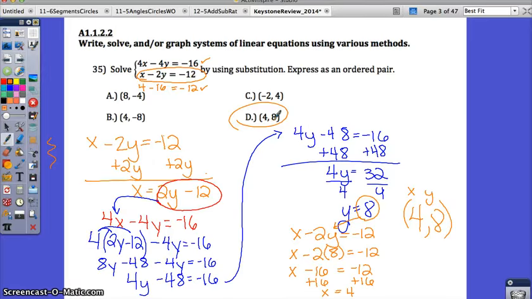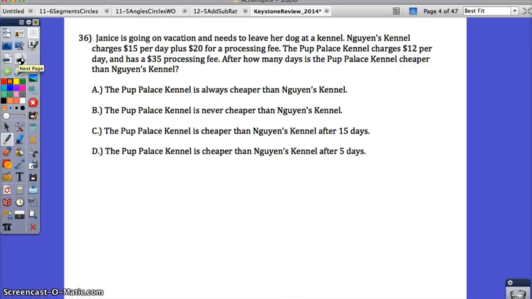Okay, so you can substitute. Perfect. Number 36. Janice is going on vacation and needs to leave her dog at a kennel. Guyan's kennel charges $15 per day plus $20 for a processing fee. The Pup Palace kennel charges $12 per day and has a $35 processing fee. After how many days is the Pup Palace kennel cheaper than the Guyan's kennel?